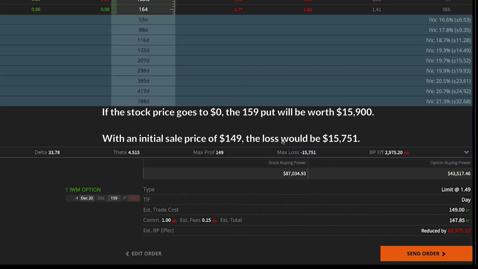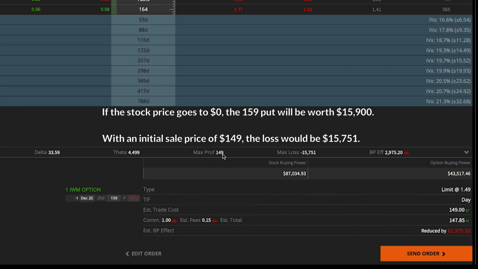So I can see the maximum loss potential is just about $16,000, and that's because if IWM goes to 0 and the option price goes to $15,900 and I've collected $150 for it, my maximum loss potential will be $15,900 less the premium that I collected, which in this case is $149.